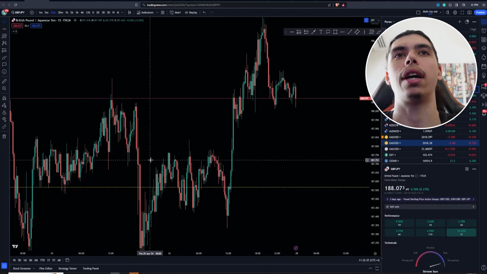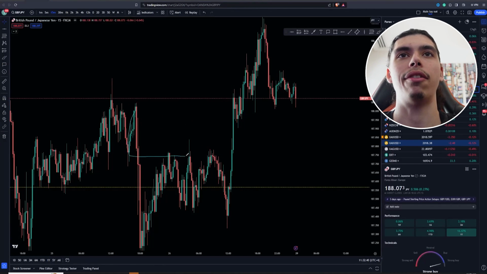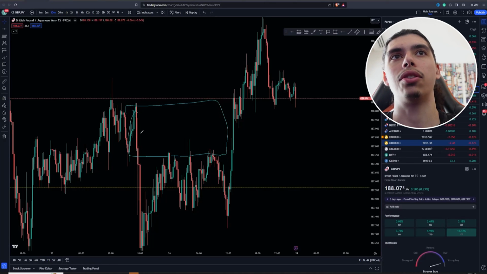But look what we have here, guys. Look what we have here. This is going to be what? This is going to be your LTA right here. That's your clean zone. Why? Because look, there's clean candles. One, two clean candles. There's no resistance in these candles.